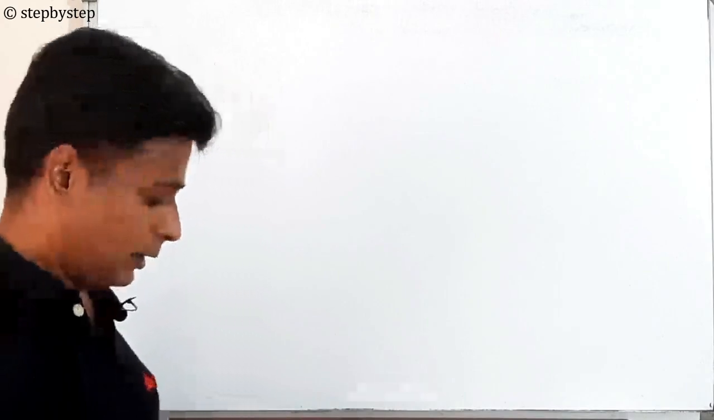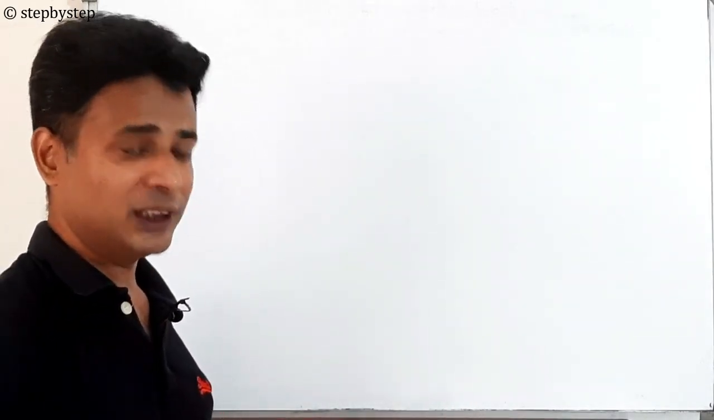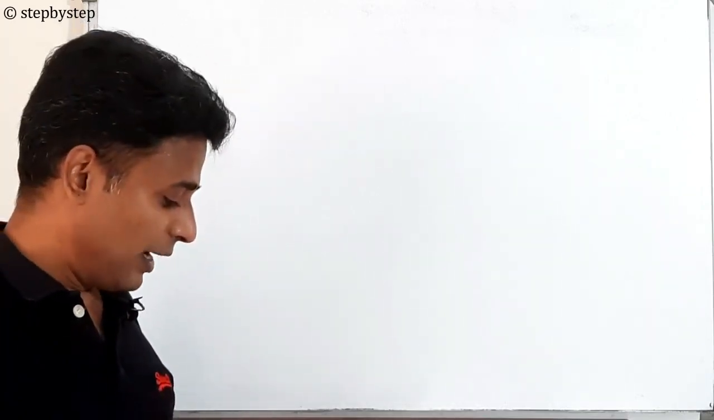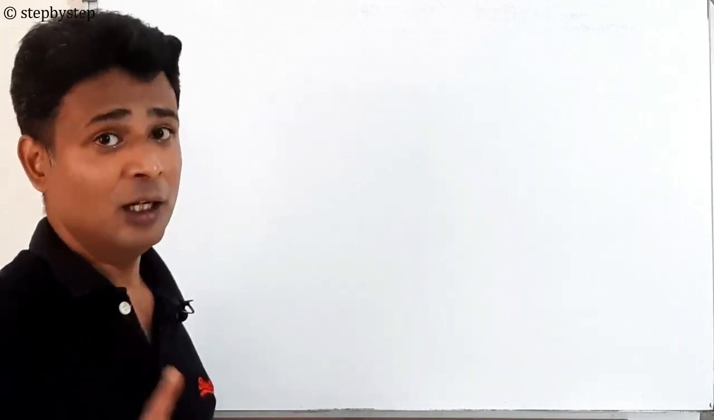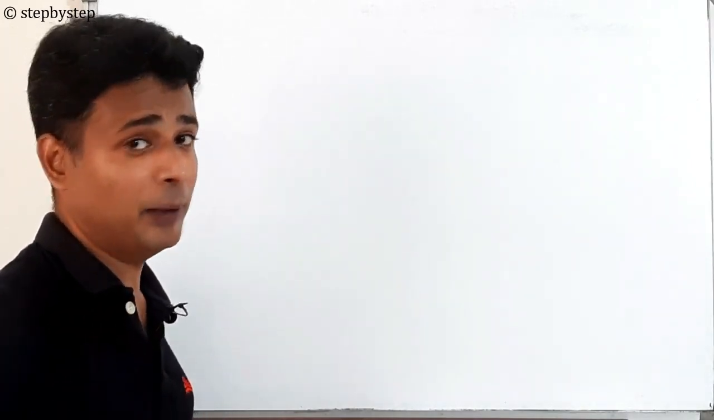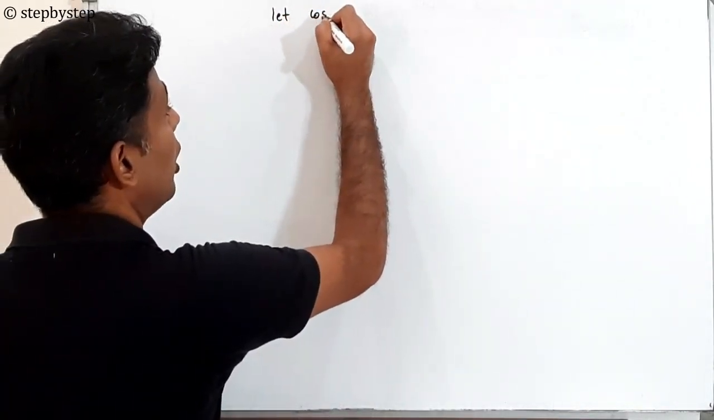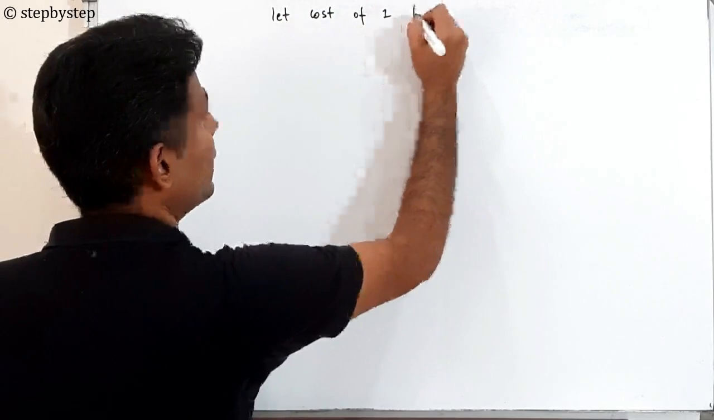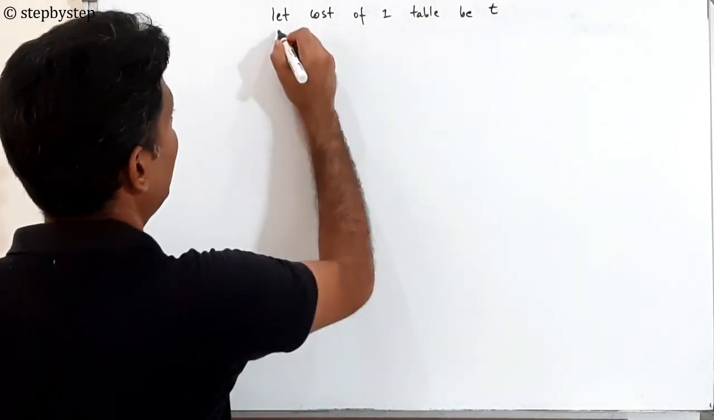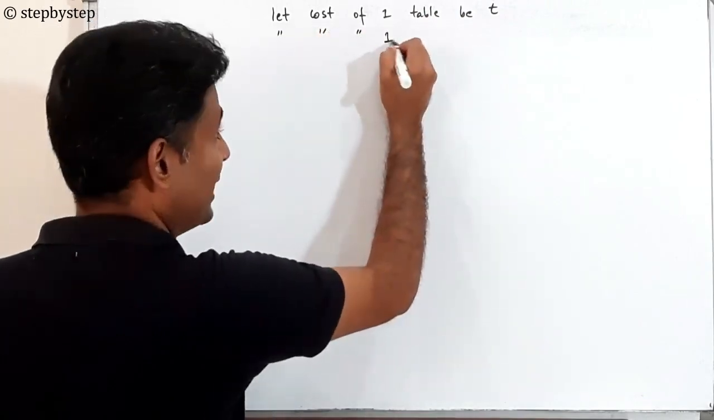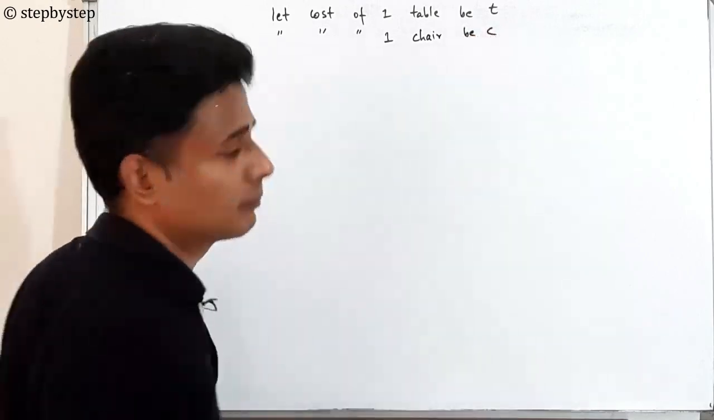The next question: 2 tables and 3 chairs cost 2000, whereas 3 tables and 2 chairs cost 2500. Find the total cost of 1 table and 5 chairs. They have asked you to find the total cost of 1 table and 5 chairs. Remember this, be careful for this problem. First, let the cost of 1 table be T, and let the cost of 1 chair be C.